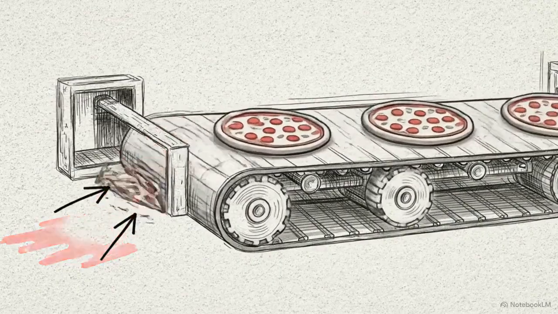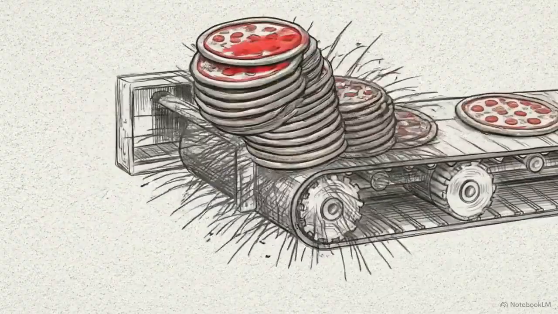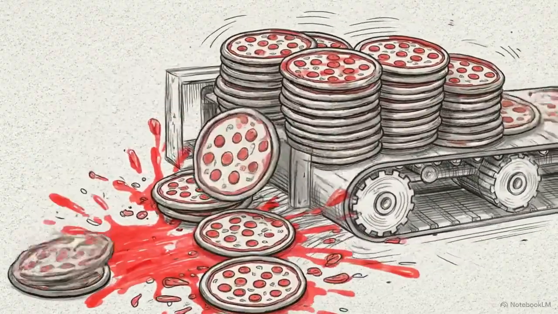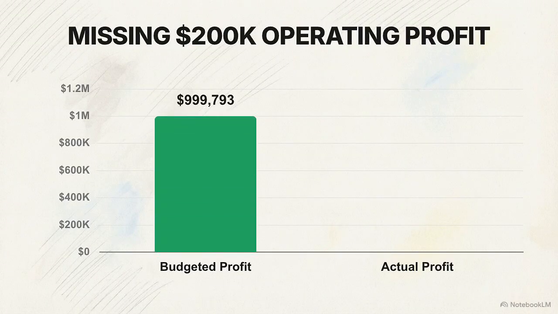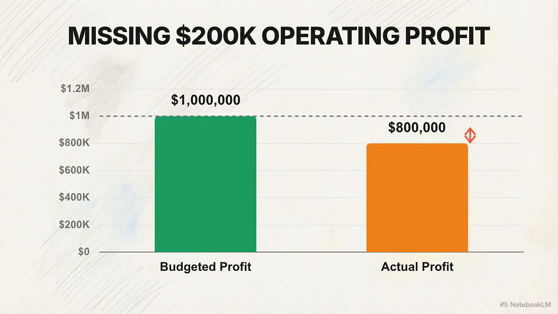On the bustling factory floor, every single minute of unexpected downtime or batch of wasted ingredients significantly erodes the bottom line. Consider a typical regional pizza plant that budgets for $1 million in profit, but only actualizes $800,000. Our mission is to track the precise movement of that missing $200,000.